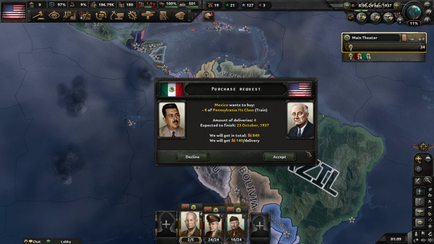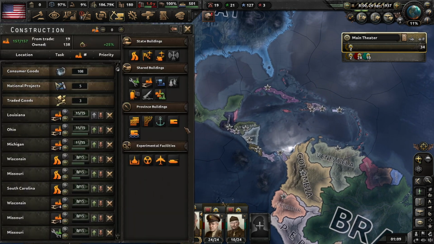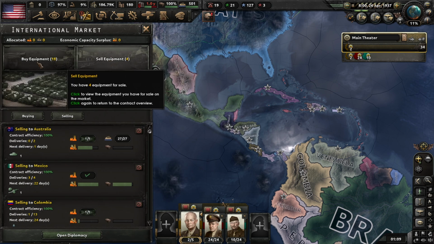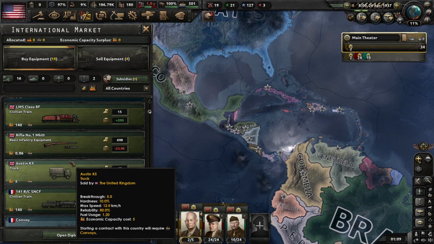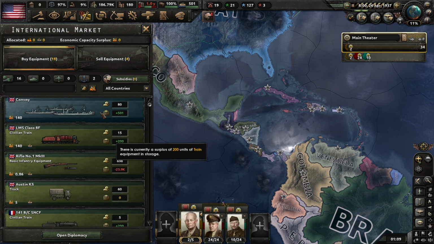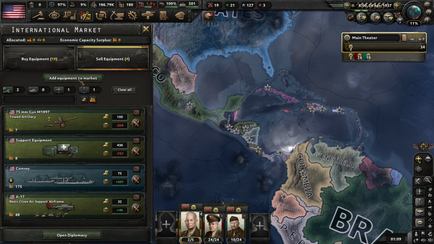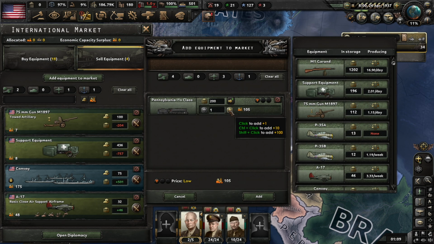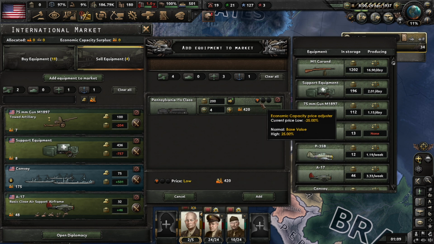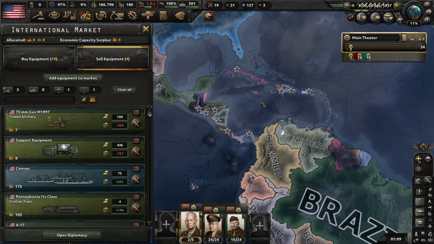You know what? I'll sell you these trains, and here's what I'm gonna do. I'm gonna put some more trains in the market, and you can buy those because you probably need a little more than 8 in hindsight. I'm gonna put some more trains in the market, also on discount. 4 more. America has good trains.